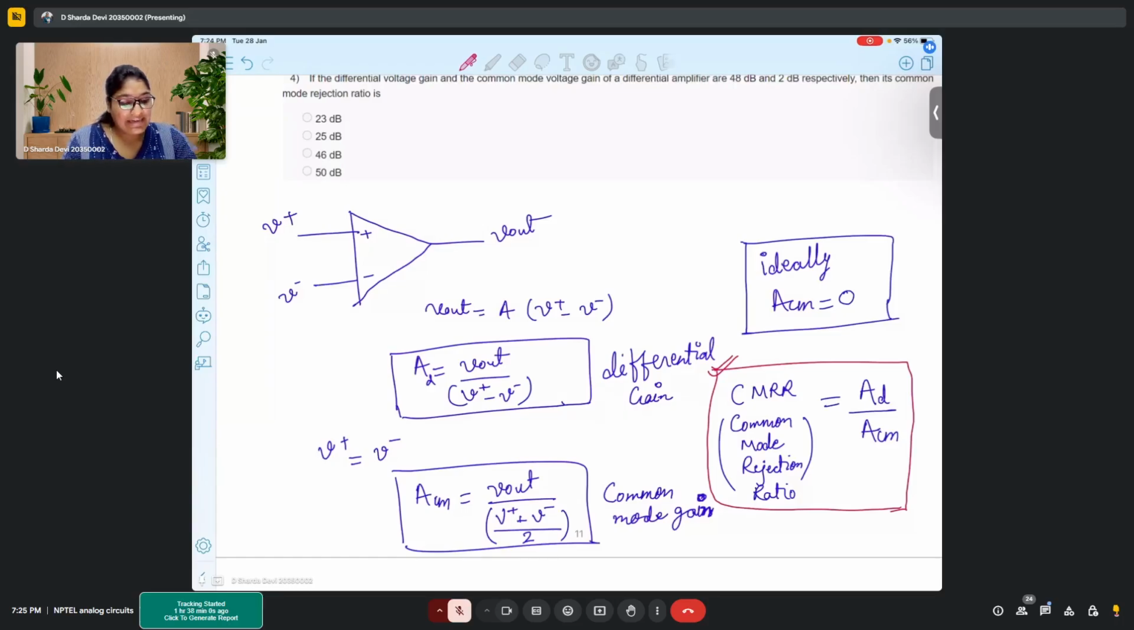So from now, ideally, if you look into it, how much should my CMRR be? Ideally, yes, infinity. Ideally it should have been infinity, but practically it should still be very high. So the idea is, if I want to design an op-amp, my op-amp should have very high AD, that is differential gain, and very low ACM, as low as possible, right?